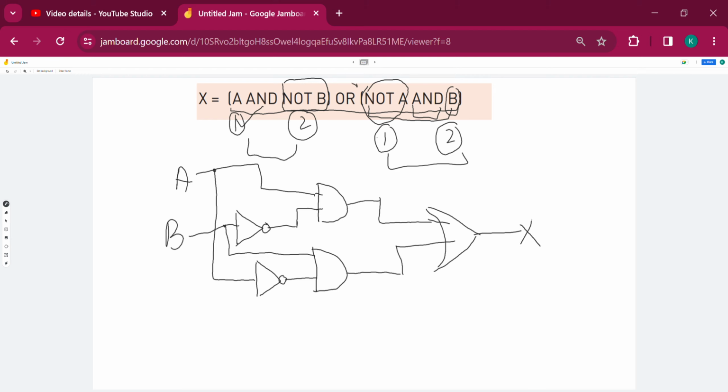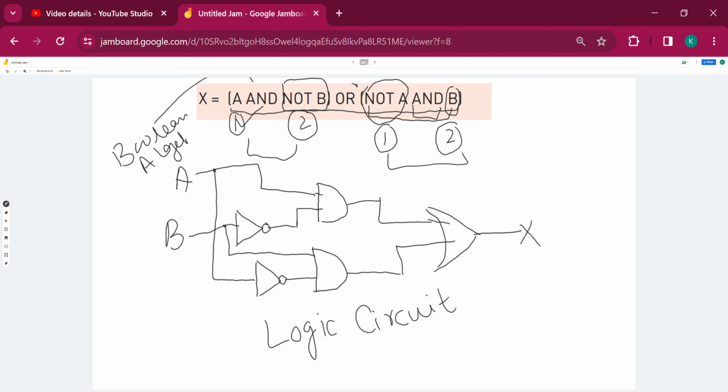So this is the way that we can construct a logic circuit. This diagram is known as a logic circuit, and this expression is known as a Boolean expression. So what we did so far, we are able to construct a logic circuit from a Boolean expression.